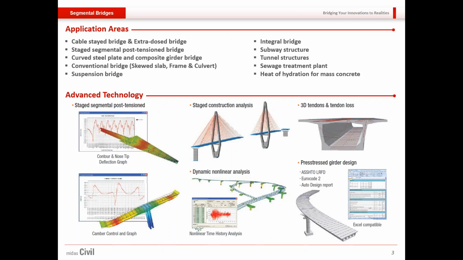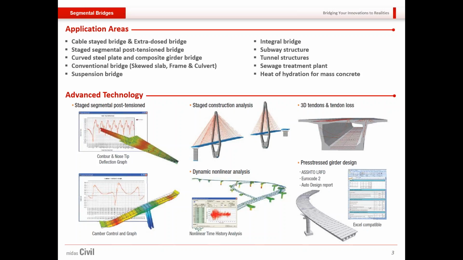So before I begin with the presentation pertaining to segmental bridges only, I would just take a moment to show the applications where MIDAS Civil could be used. It could be used for any kind of bridge structures, be it cable stayed, segmental, or any conventional bridge, steel girder and concrete composite bridge, a suspension bridge, integral bridge. It could even be used for structures which are not bridges, like for subway structures, tunnel structures, and even for dams where heat of hydration and all those kinds of analyses are crucial.